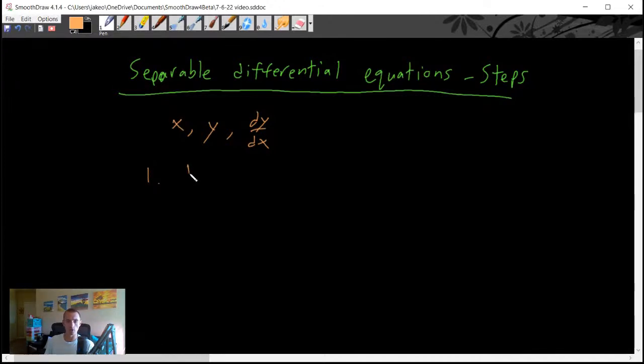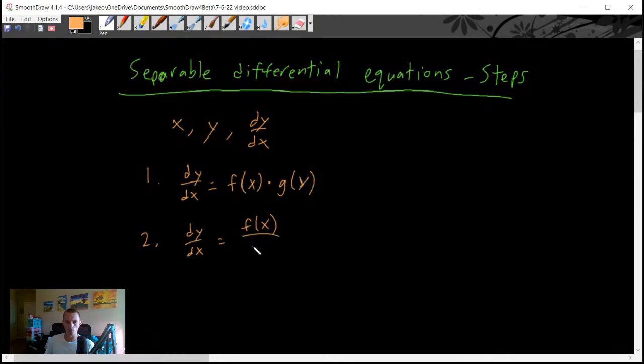And the forms are, you would either have dy/dx equals some function of x times some function of y, or the other form that it could be in is you would be able to get it into the form dy/dx equals some function of x over some function of y.